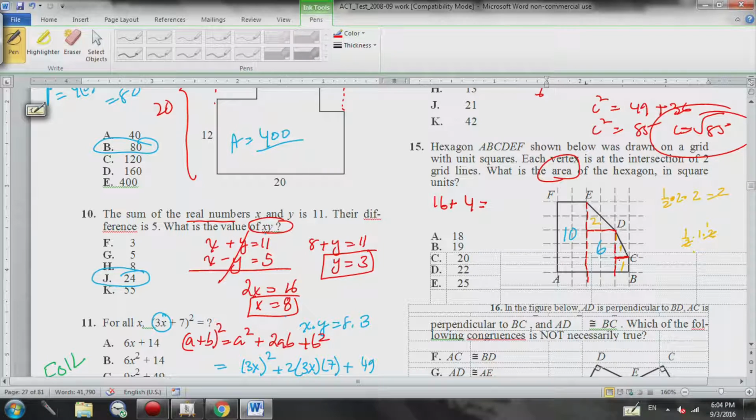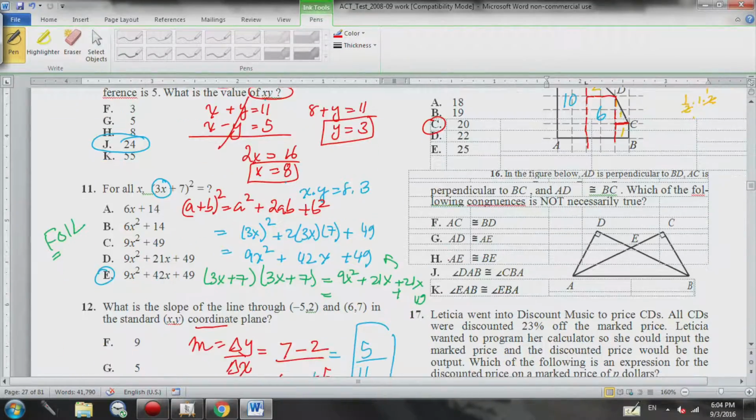Yeah. That sounds good, right? Yeah, that's 20. Let's see. Number 16, I like this one.